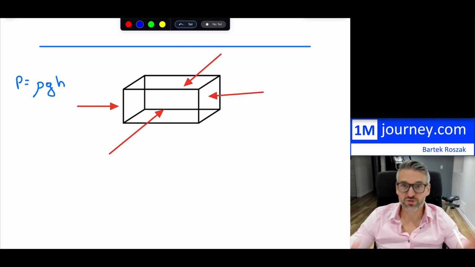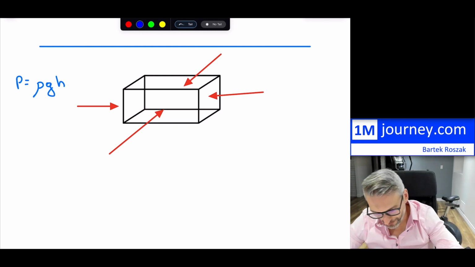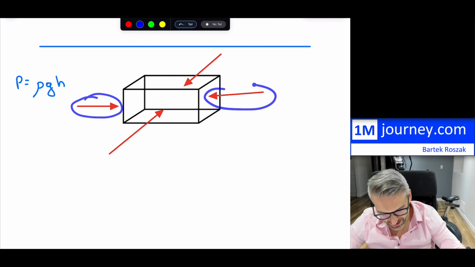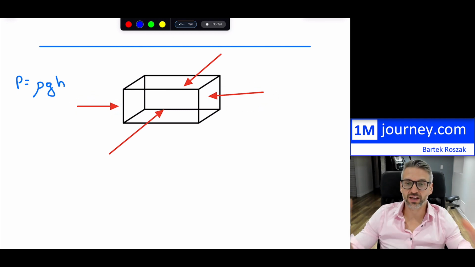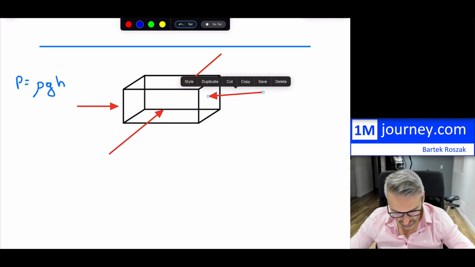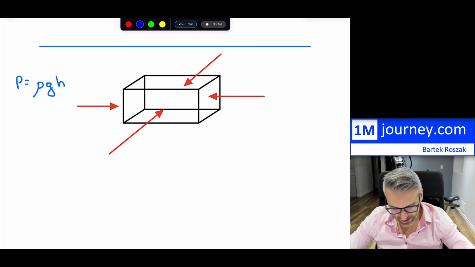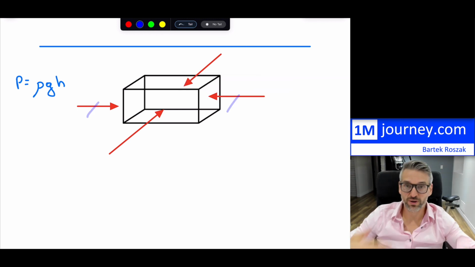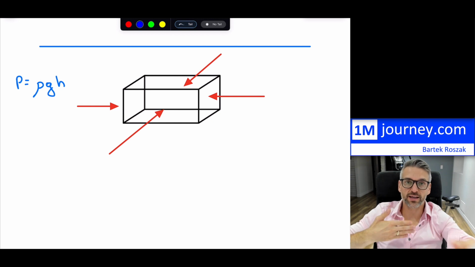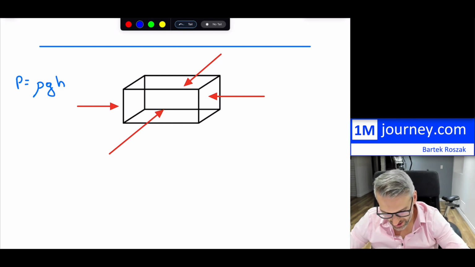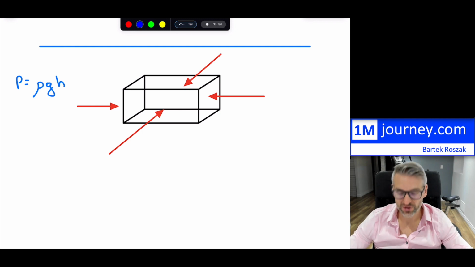Now, the pressures on the sides, because the pressures are identical at the same depth, will actually cancel off. So the left and the right, these guys will cancel each other off. So this one will be gone. The ones on the back and the front, again, these are just horizontal sides, so these ones will also all cancel each other off.